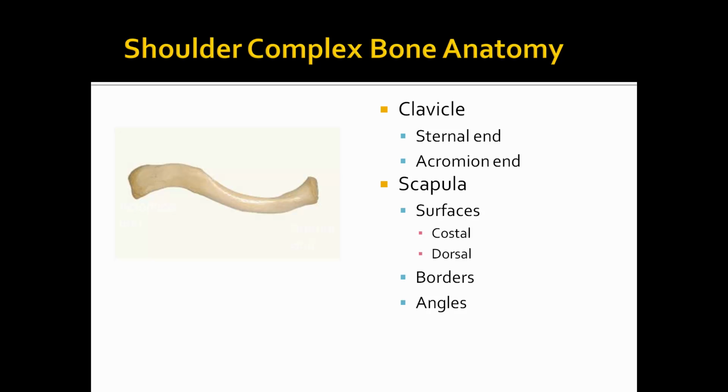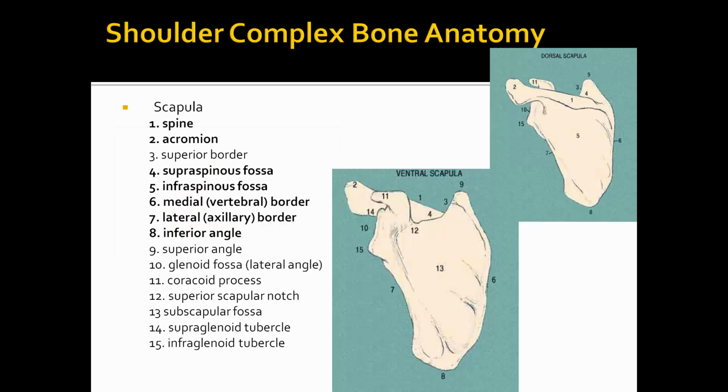So then you can talk about your scapula. You have costal and dorsal surfaces, vertebral and axillary borders, and inferior and superior angles, which I'll show on this next slide here. So the ventral side is looking at it from the front. If you imagine my scapula is here on my back, the ventral side is my palm side, and then the dorsal side is the back part, which you can kind of touch on your shoulder.